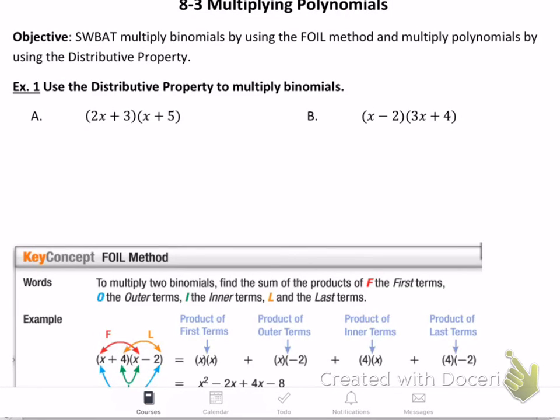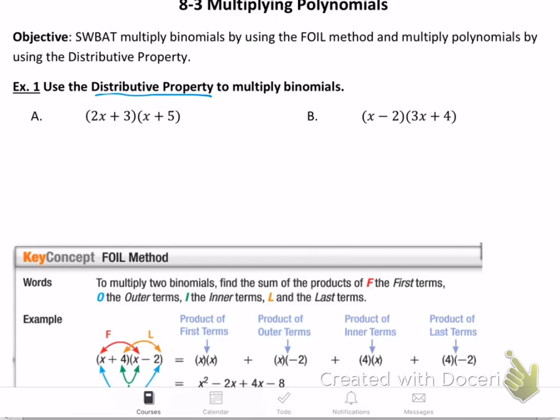Okay, class. So we're combining two sections into one here. The first, section 3, is multiplying polynomials. How do you multiply when you have either two binomials being multiplied by one another or just two polynomials? And so we'll go through this first method, which is we're just using the distributive property.